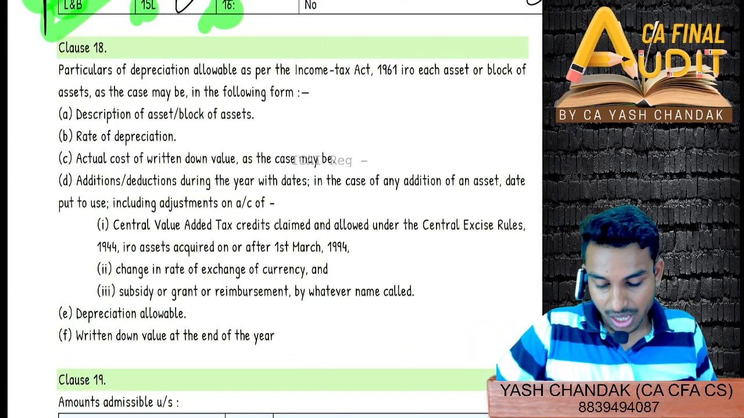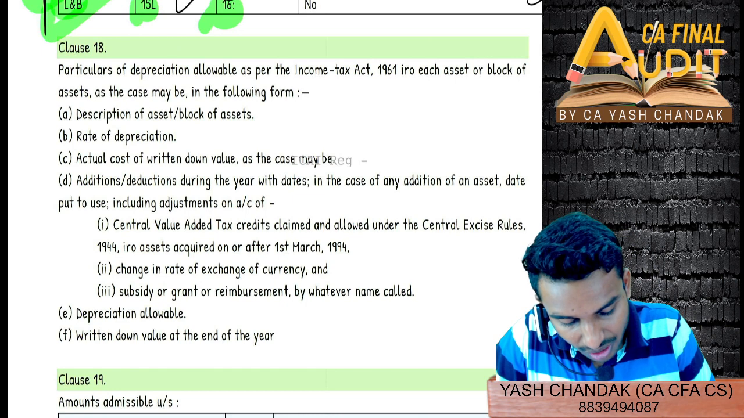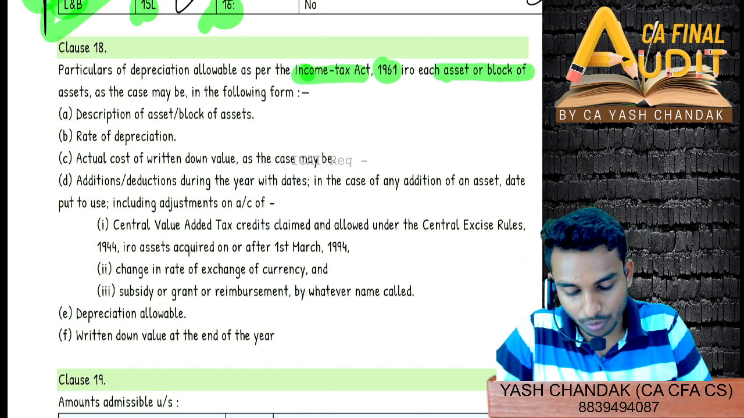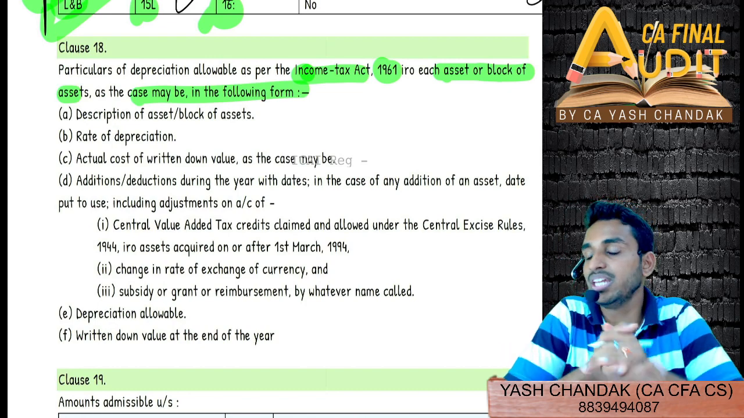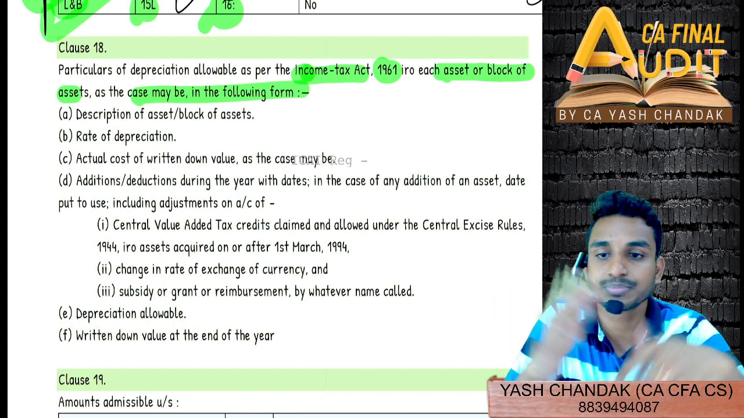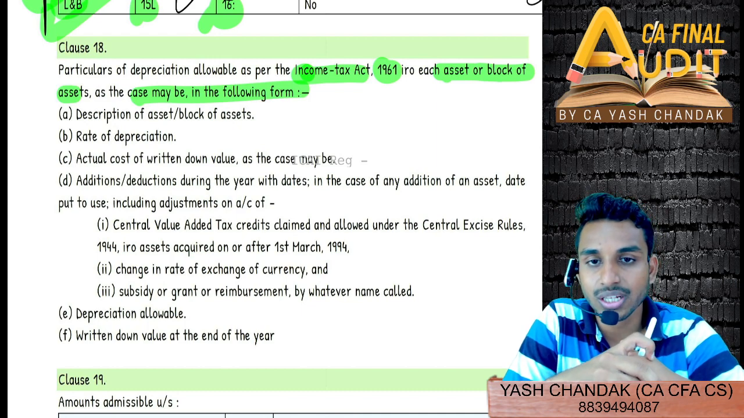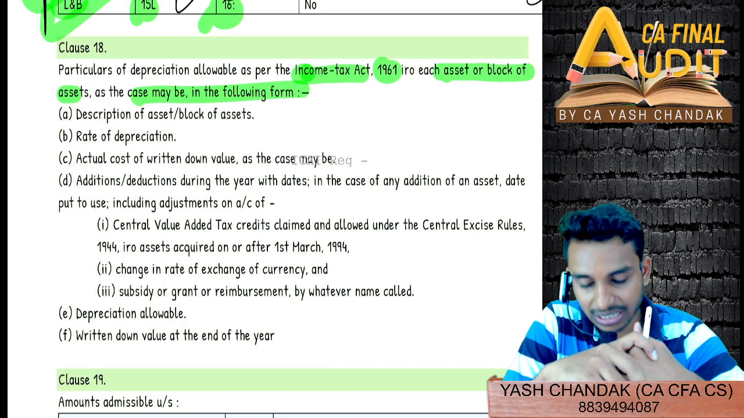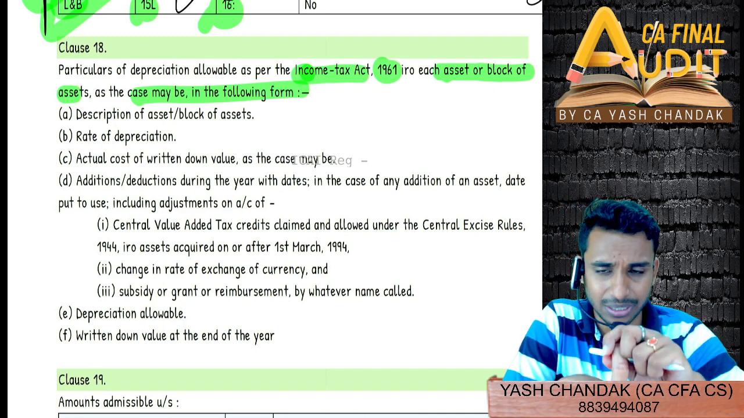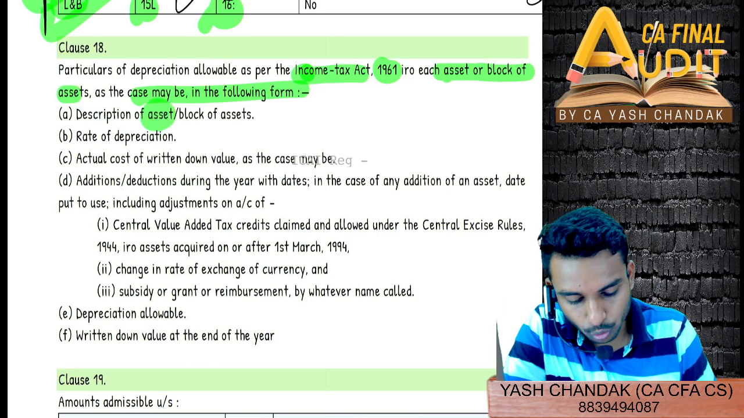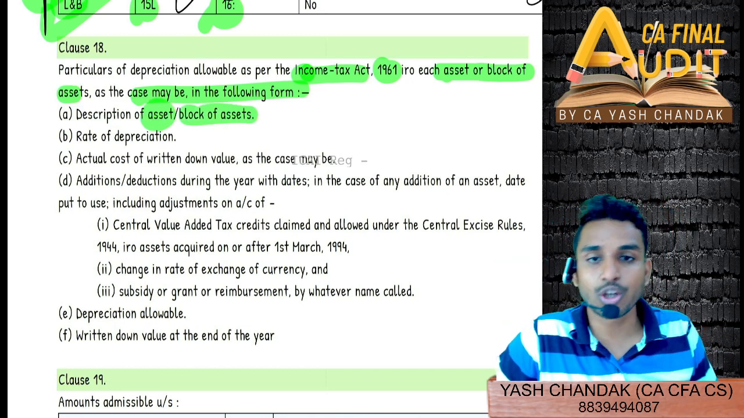Clause 18: particulars of depreciation which is allowable as per Income Tax Act 1961 in respect of each asset or block of assets as the case may be. This is a very important clause as far as practical audits are concerned, because all the assessees have to fill their clause 18 anyway. So clause 18 deals with depreciation on capital assets of the entity. So you have to describe the asset or block of the entity.